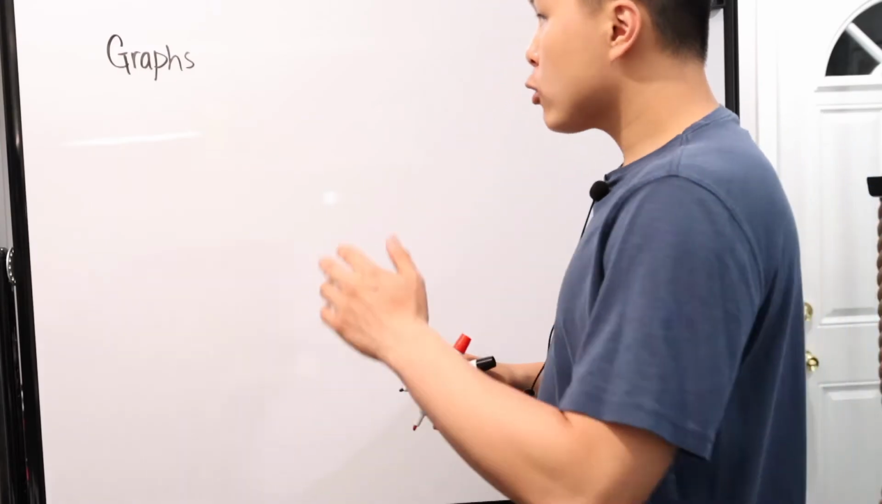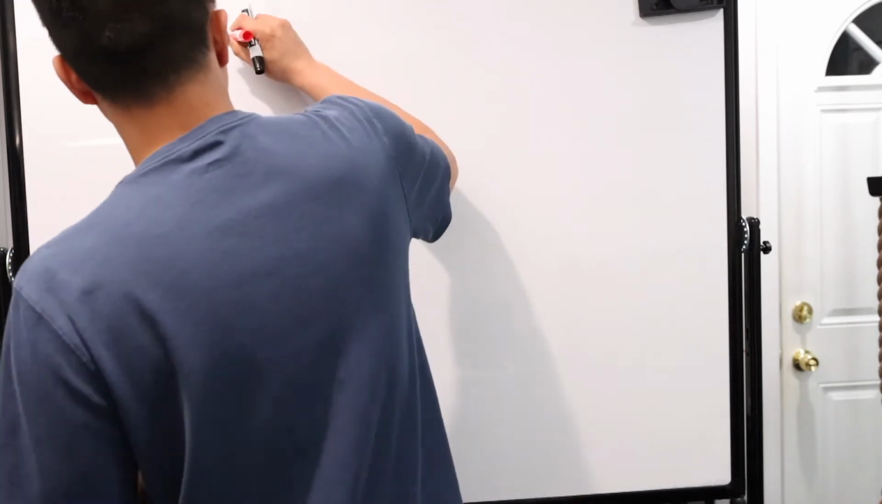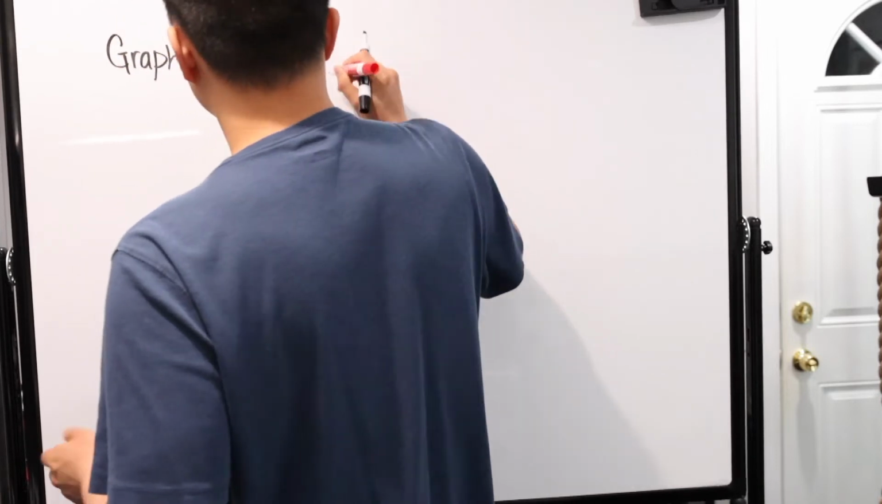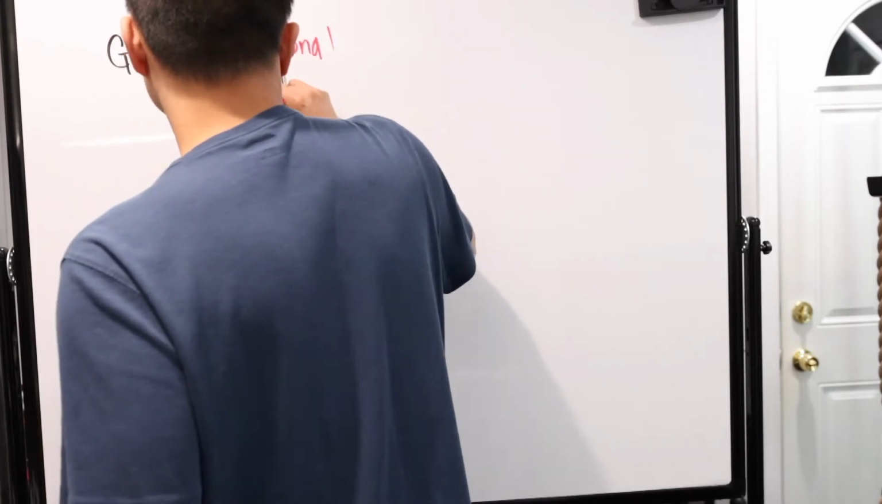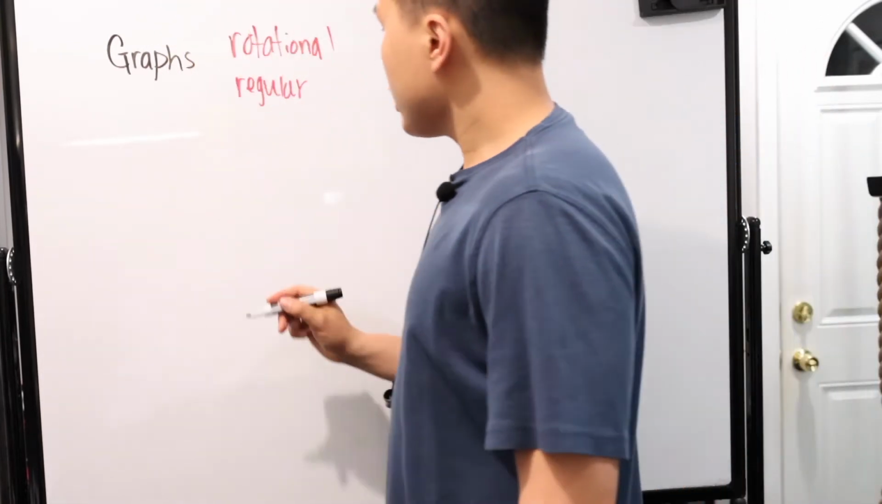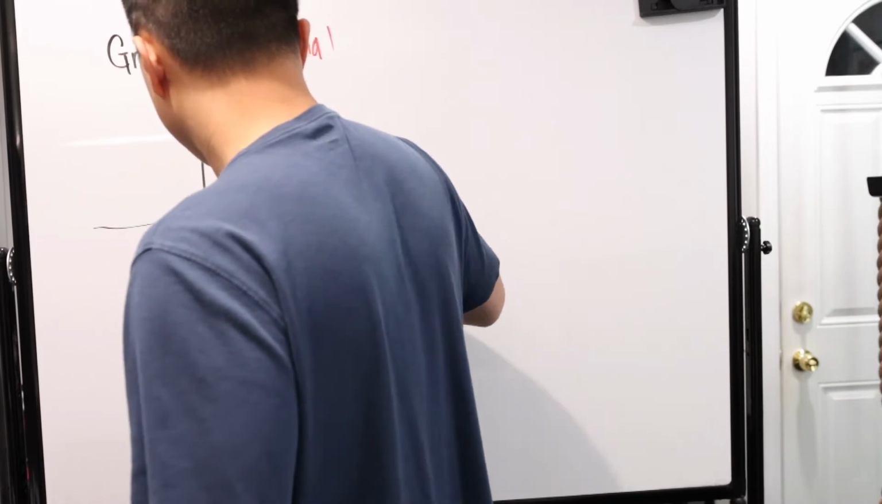So when we're talking about graph, there are 2 types of graph. There is what I call a rotational graph, and one that I would say is a regular graph, for lack of a better way to describe it. Now, what do I mean by that? When we're talking about graph, you will see instances where they draw something like this, and here is an angle.